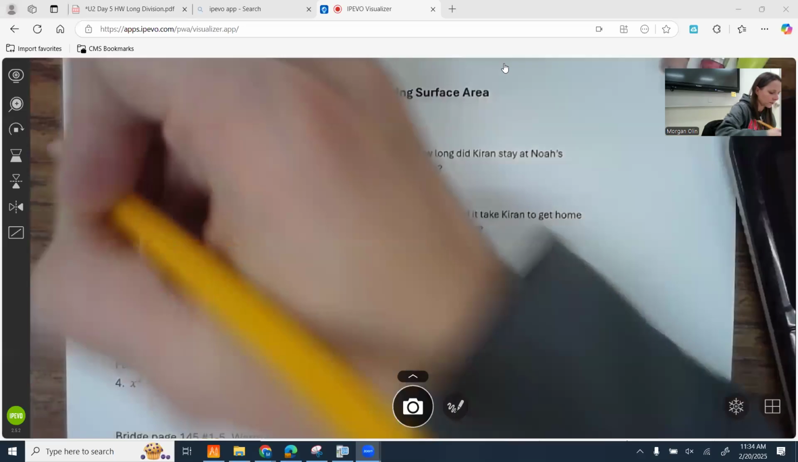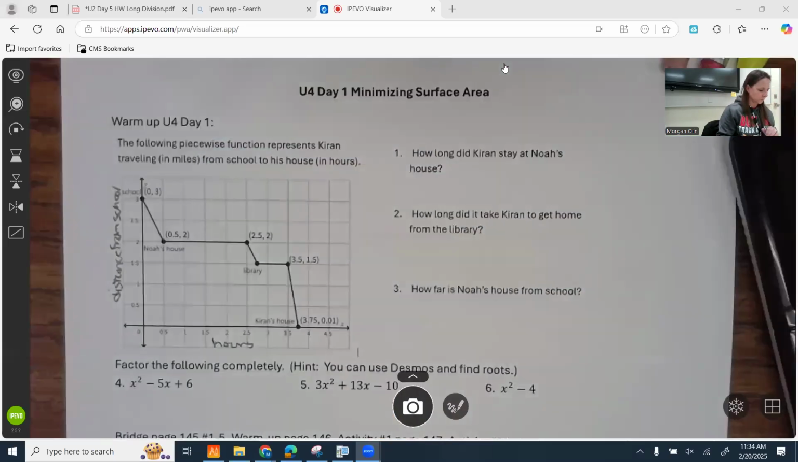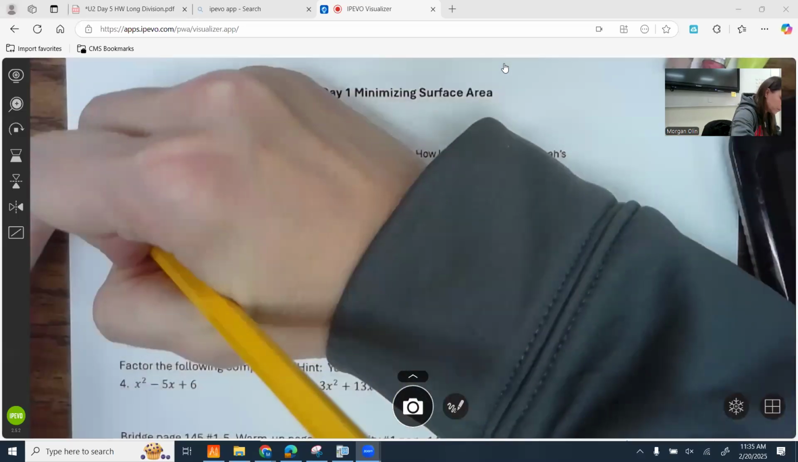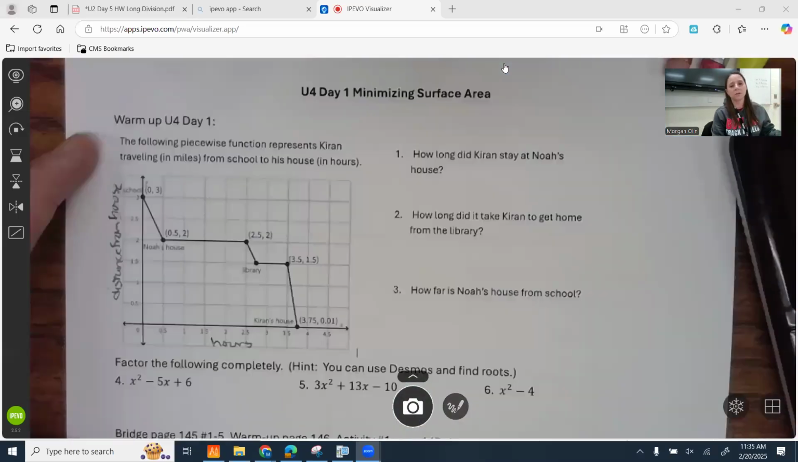All right, so here we go. Or no, this is the distance from his house. Okay, from Kieran's house. All right.